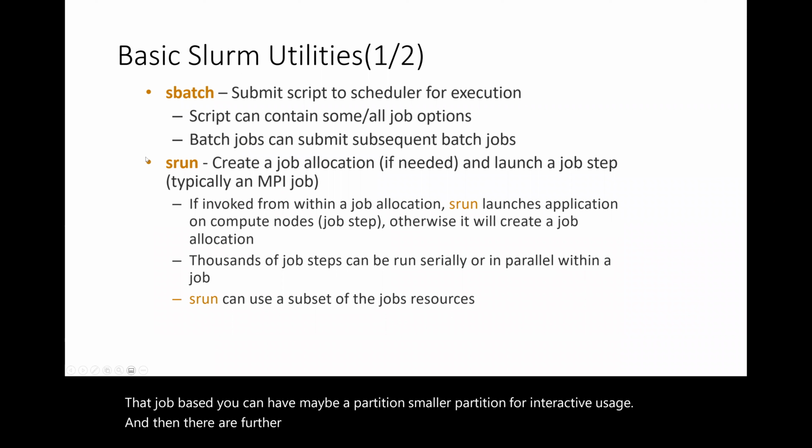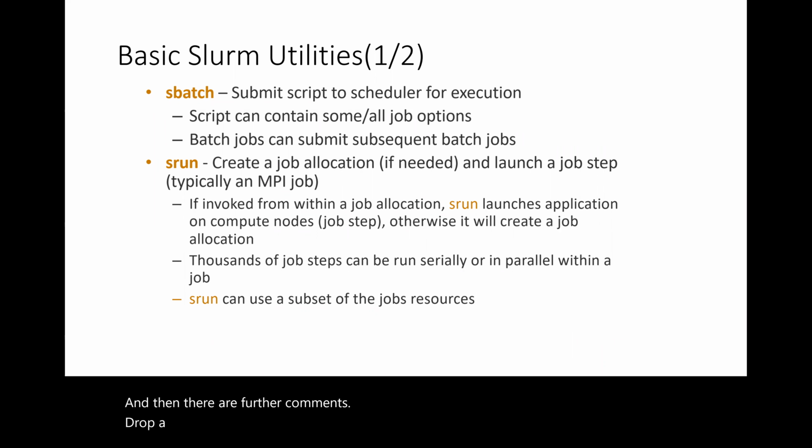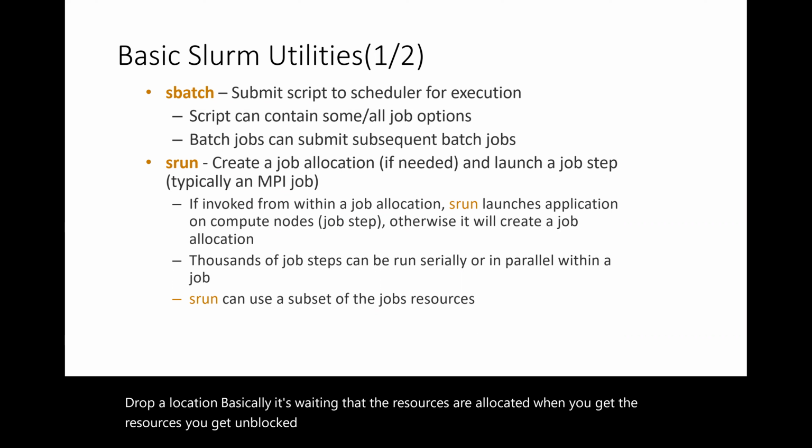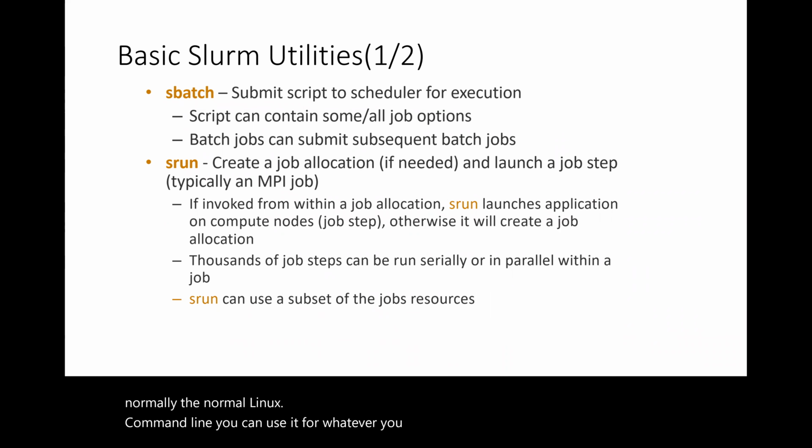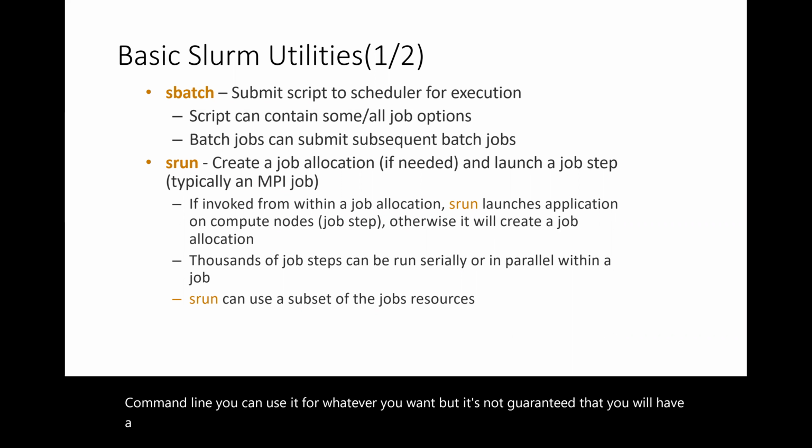One question: can you explain what a job allocation is? Job allocation, basically, is waiting until the resources are allocated. When you get the resources, you get unblocked. And this is the difference. With sbatch, you submit the job, enqueue it, put it in a queue, and the command line gets unblocked. It continues normally, the normal Linux command line. You can use it for whatever you want, but it's not guaranteed that you will have a result. srun will block until you get the resources.